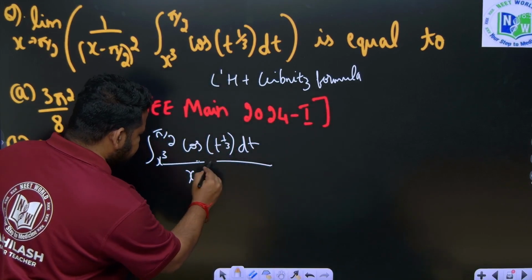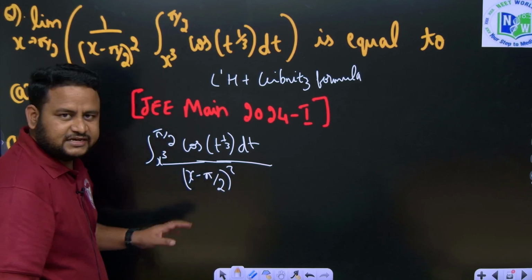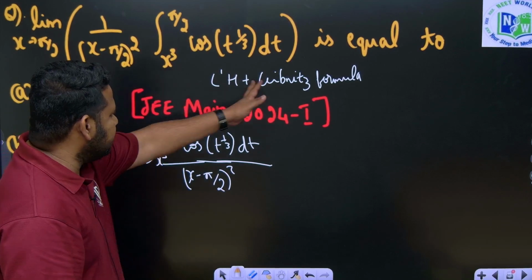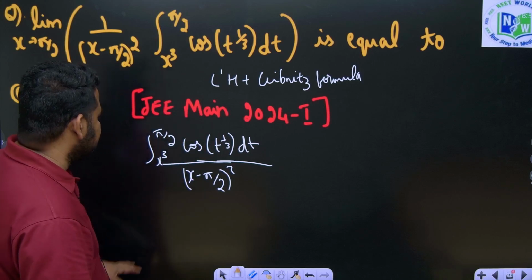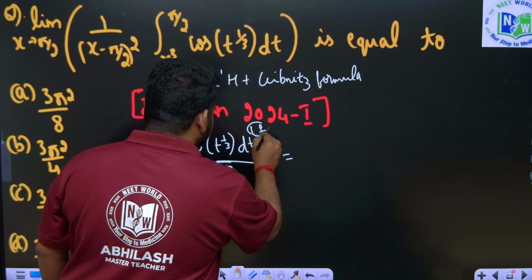So this will be what? 1 by (x minus pi by 2) whole square. I have written it like this. Now let me apply Leibniz formula for the numerator. What will happen if I apply Leibniz formula to the numerator?